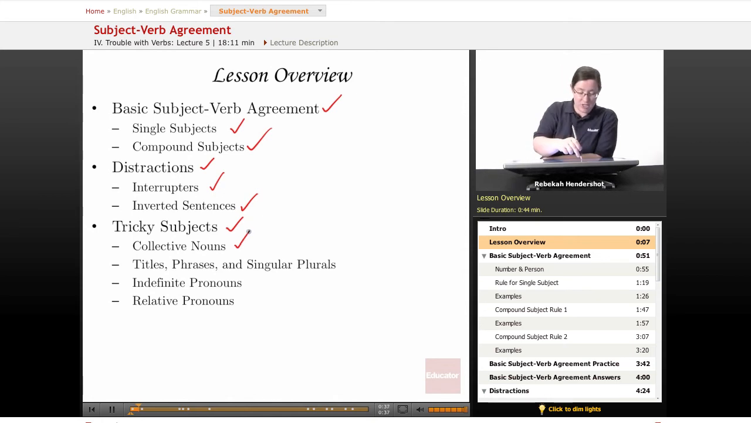We'll look at how to handle collective nouns. We'll look at how to handle titles, phrases, and singular plurals. Oh my gosh, what are those? We'll get to it. And we're going to look at how to handle indefinite pronouns and relative pronouns. And we're going to remind you of what those things are, never fear.